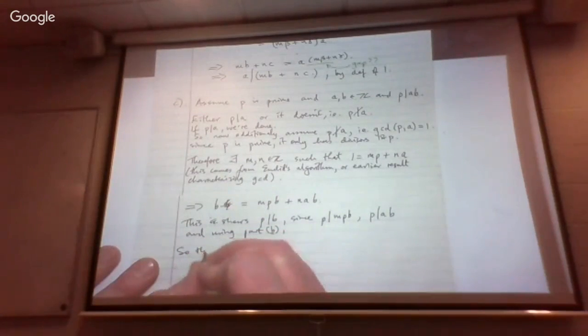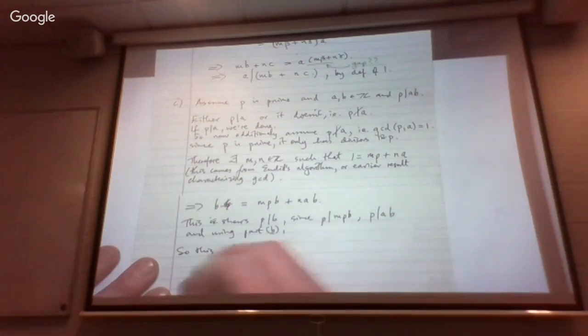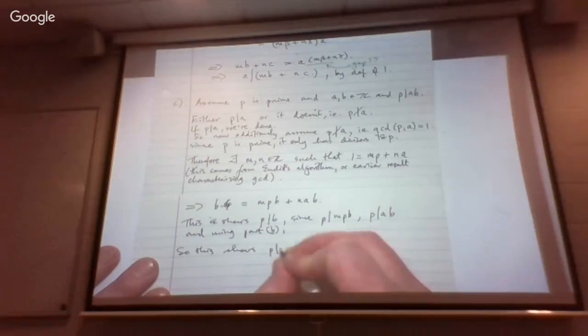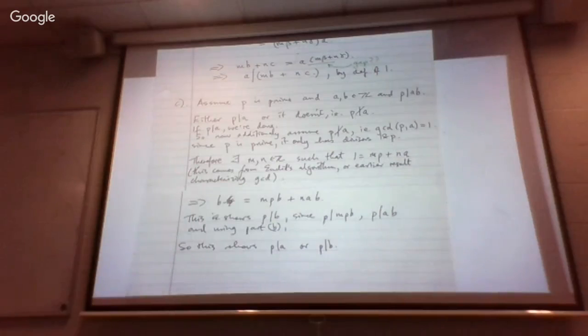So this shows, I think you can just stop there, that's fine, that P divides A or P divides B. It can't happen that P does not divide A and also does not divide B. Is that okay? Any questions about that? I put a little bit more effort into explaining that, as it was worth a few more marks, worth 7 marks.